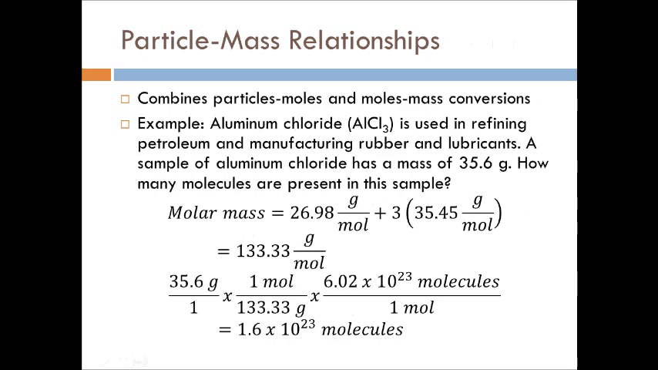Alright, now let's combine those previous two steps to go from particles to moles and then moles to mass. And we can go from particles to mass. The example they gave here: aluminum chloride is used in refining petroleum and manufacturing rubber and lubricants. A sample of aluminum chloride has a mass of 35.6 grams. How many molecules are present in this sample?